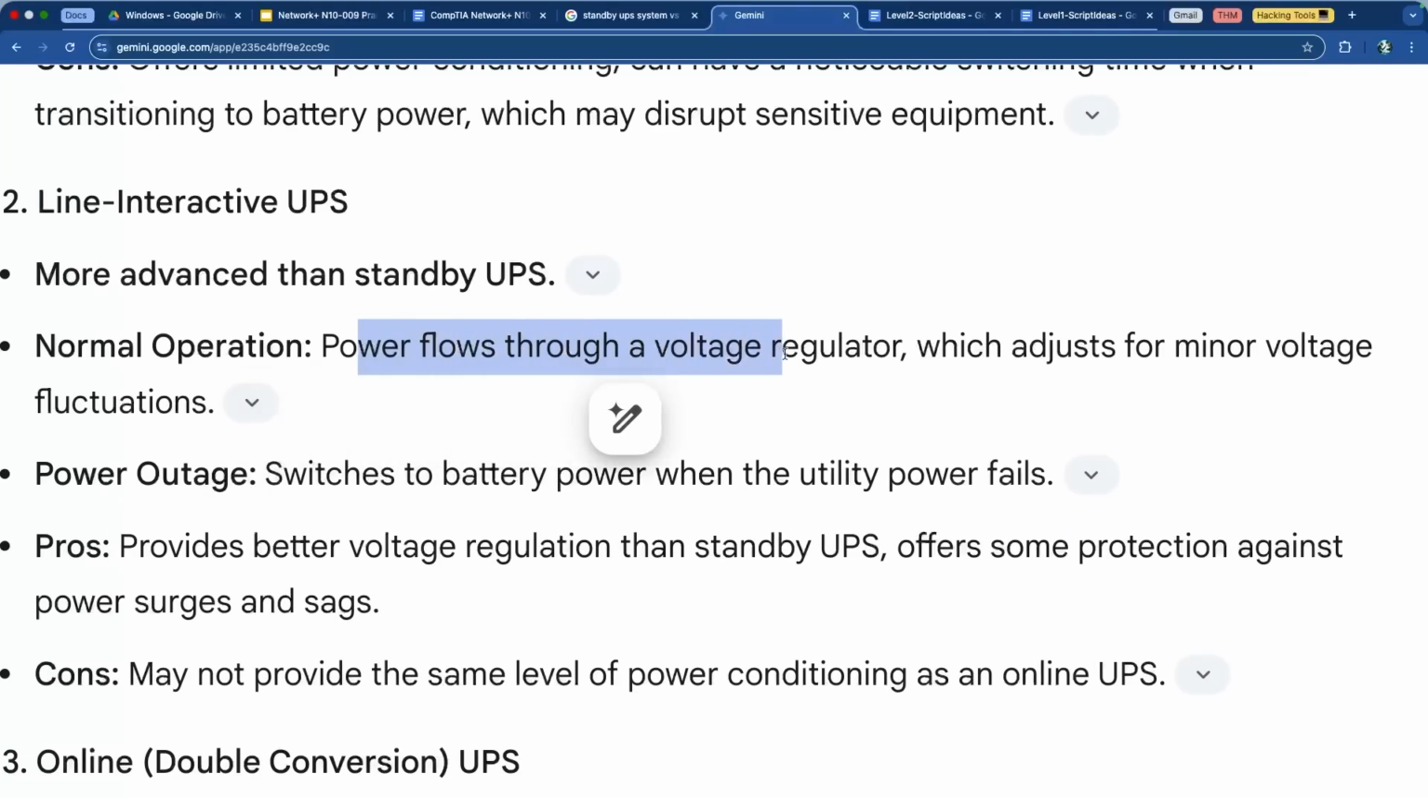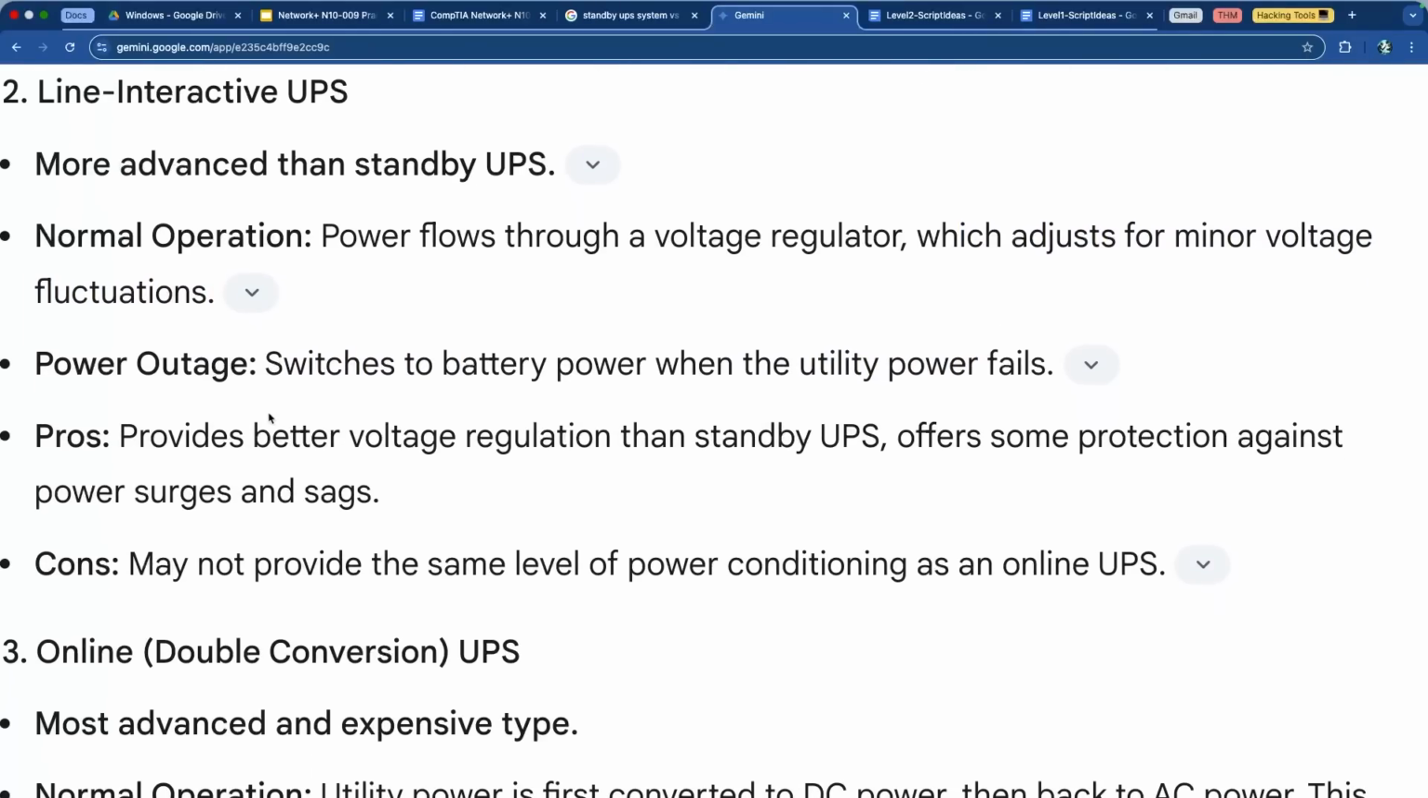Line interactive UPS is more advanced than standby. The power flows through a voltage regulator, which adjusts for minor voltage fluctuations. It switches to battery power when the utility power fails. The pros are that it provides better voltage regulation than the standby UPS, and it offers some protection against power surges and sags. It may not provide the same level of power conditioning, however, as an online UPS.